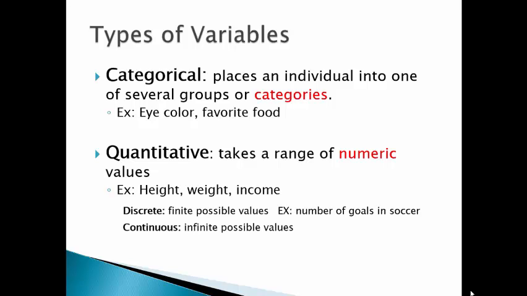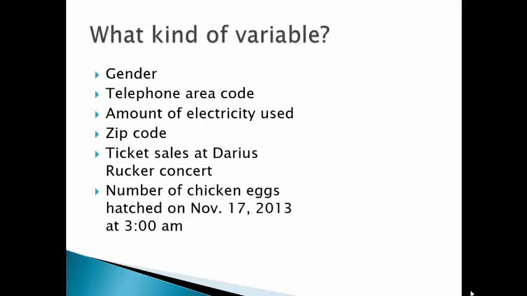You could have 1 goal, 2 goals, 3 goals. Versus continuous, where there's an infinite number of values. So the height of males at Cardinal Gibbons. You think about this a little bit differently. You could be 62 inches, 62.1, 62.3, 62.35, versus in soccer, you can't score 2.35 goals or 4.87 goals. It's countable. So discrete is kind of a countable 1, 2, 3, 4, 5, 6, 7, 8, 9, 10 example, versus continuous, you can keep breaking it down into decimals and smaller fractions, pretty much continuously, if you will. So there's an infinite number of possible values.